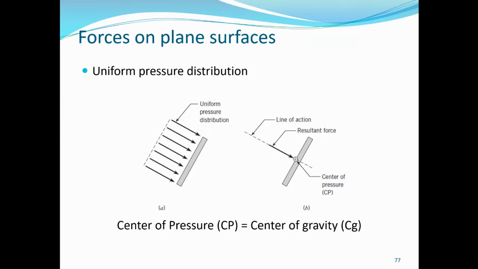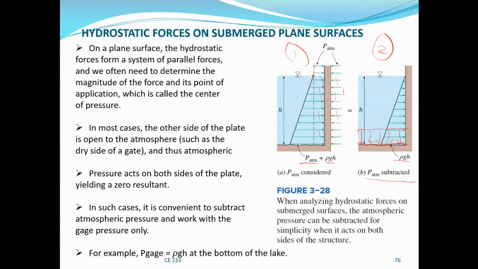Okay, and this uniform pressure distribution can be reduced to just a resultant force acting at the center of pressure. In this case, the center of pressure is equal to the center of gravity, and this also is true when you have a horizontal plate. The resultant hydrostatic force is acting at the centroid of the plate, as well as the center of pressure.